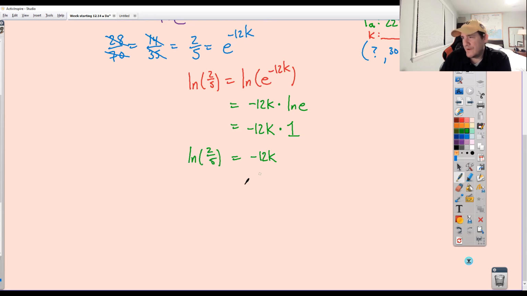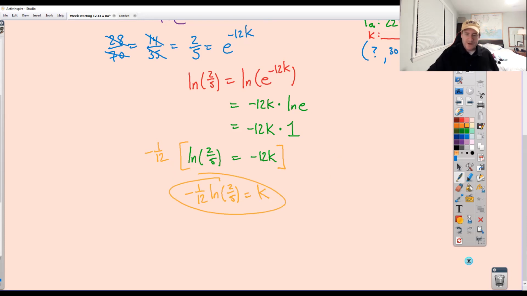Get rid of the 12 by dividing by 12. Except no, Mr. F doesn't like that. Mr. F prefers multiplying through by 1/12 and a negative. We want to kill the negative too. So we end up with a coefficient of negative 1/12 on the ln of 2/5, and that's our k. Yoink.